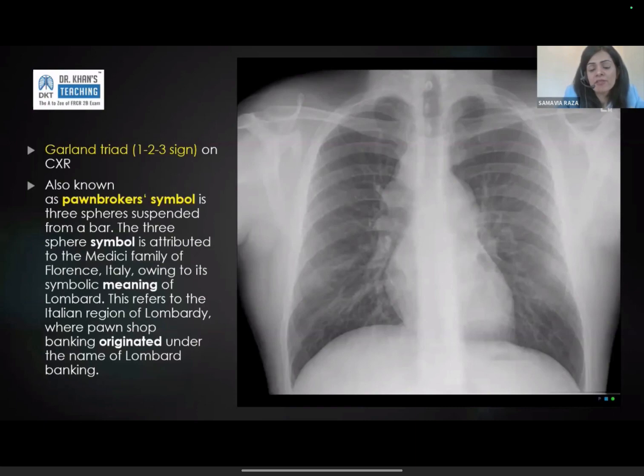The same appearance you could see in TB as well, but these signs are reserved more for sarcoidosis. The pawnbroker sign is an interesting sign.